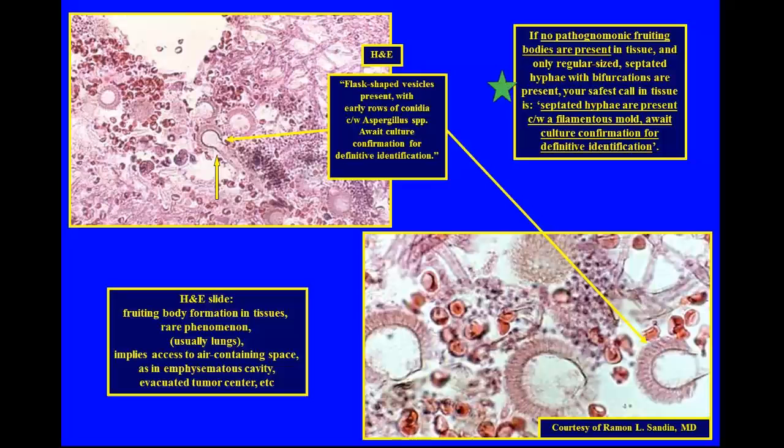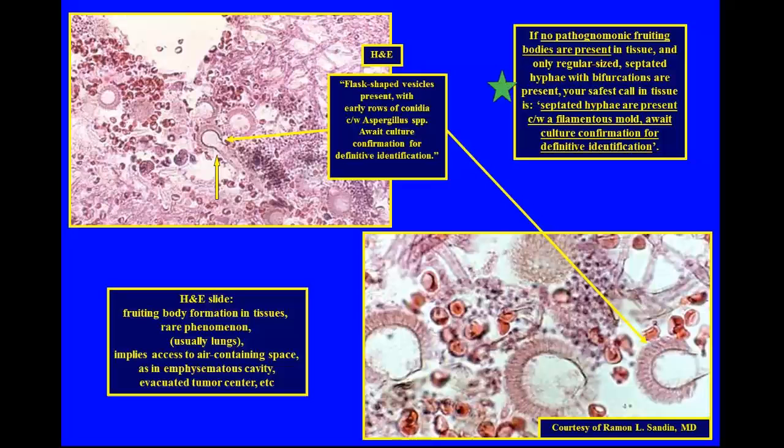And you're seeing here what looks like a vesicle with very early rows of conidia, and a more narrow conidiophore cut through. So on your H&E slide, this is your first panel. Fruiting body formation in tissues, while rare, we usually see it in lungs, where we can find an air-containing space, such as an emphysematous cavity or the evacuated center of a tumor. It allowed air to come in. The fungus is there, and it's sprouting a mycelium, like on a plate.